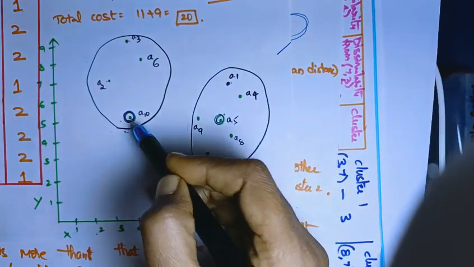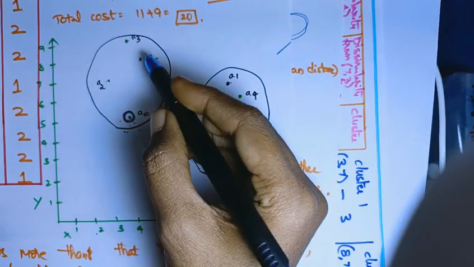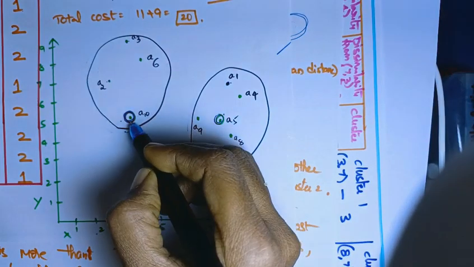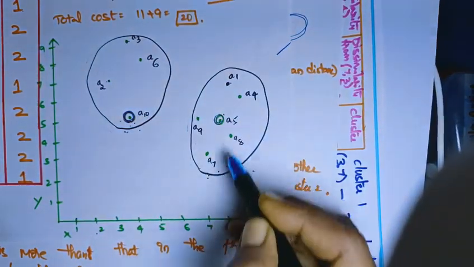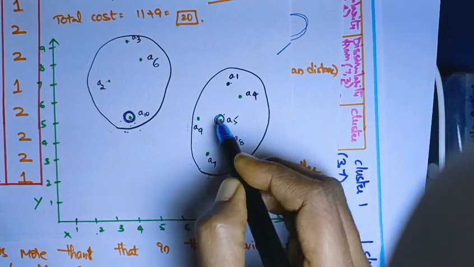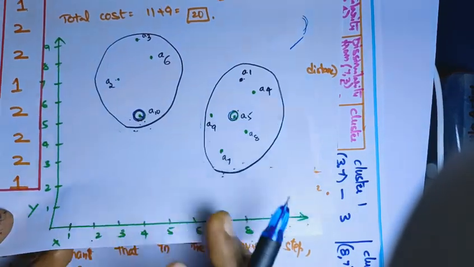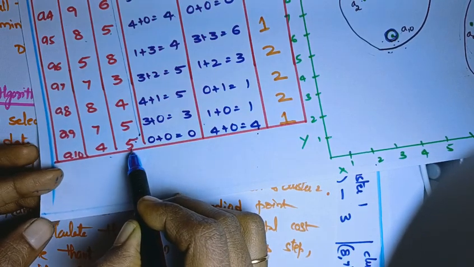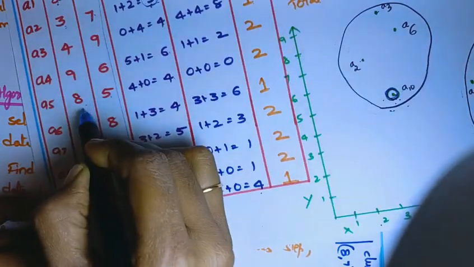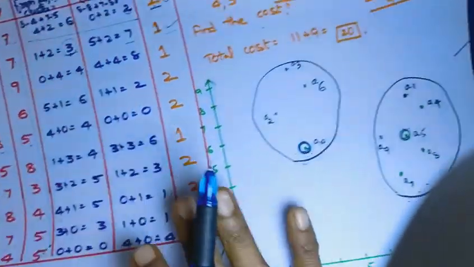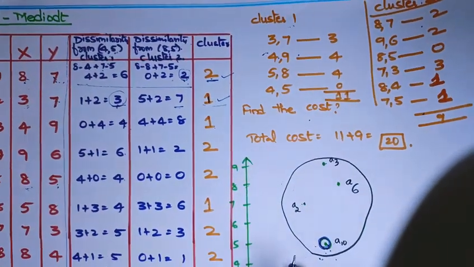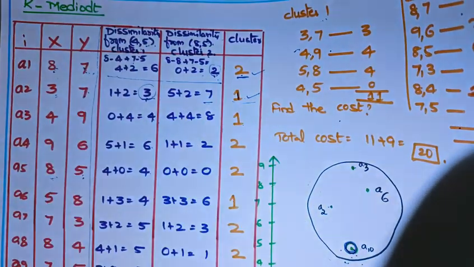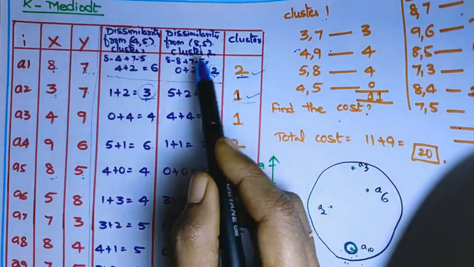From this cluster, which point you want to consider as a centroid, you can choose on your own. So here I am choosing A10 as a centroid. For this cluster I am choosing A5 as the centroid. The A10 data point is 4 comma 5, so centroid 4 comma 5 I am choosing, and for A5 I am choosing 8 comma 5. You can choose any numbers as you wish. So 4 comma 5 I have chosen, and next 8 comma 5 I have chosen.